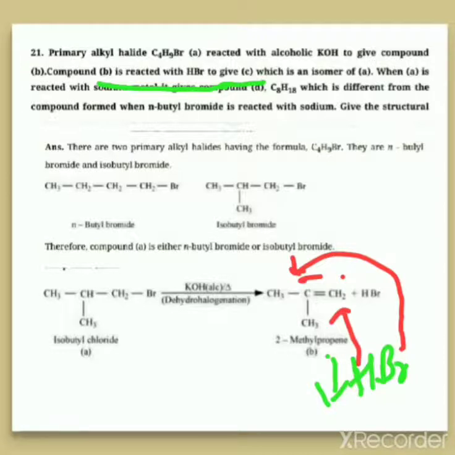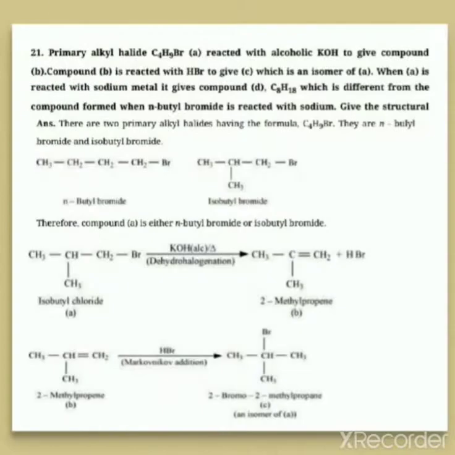So we got a product here, that is the product C. Let us check product C. After using the Markovnikov rule, we got this product C. Now read out the sentence here. What is given? When B is reacted with HBr to give rise to C, which is an isomer of A.